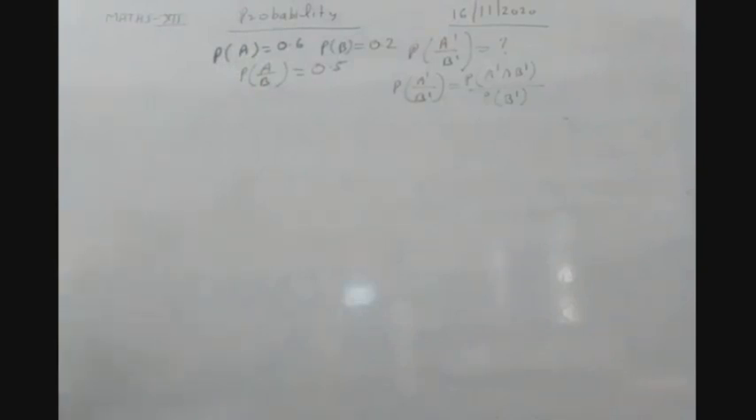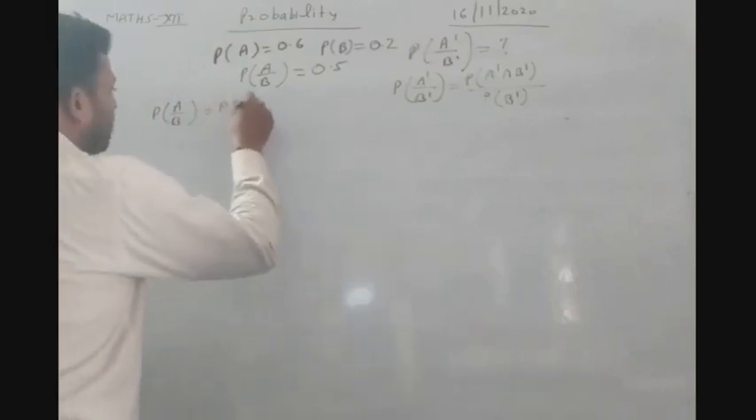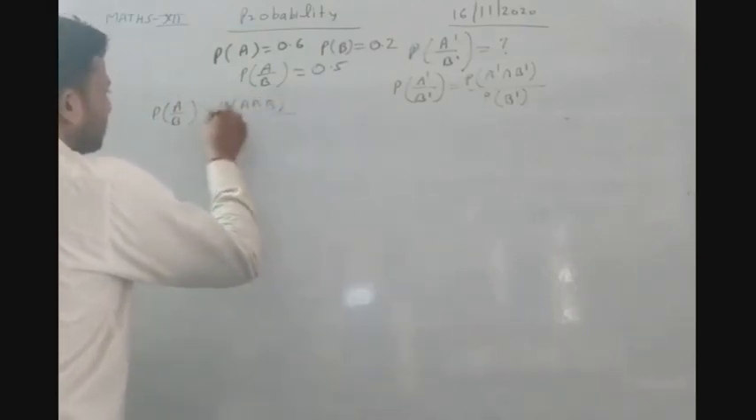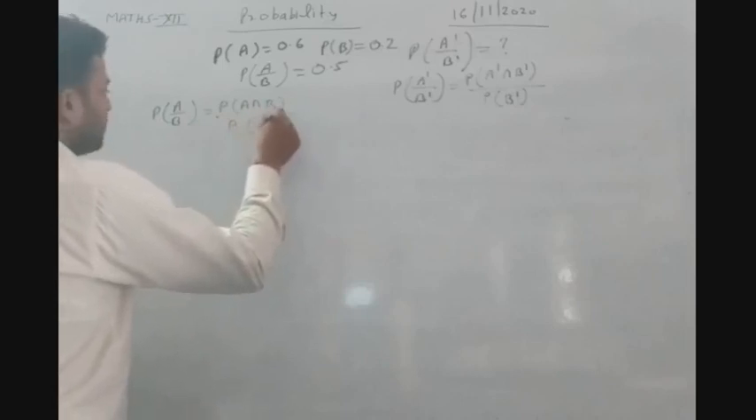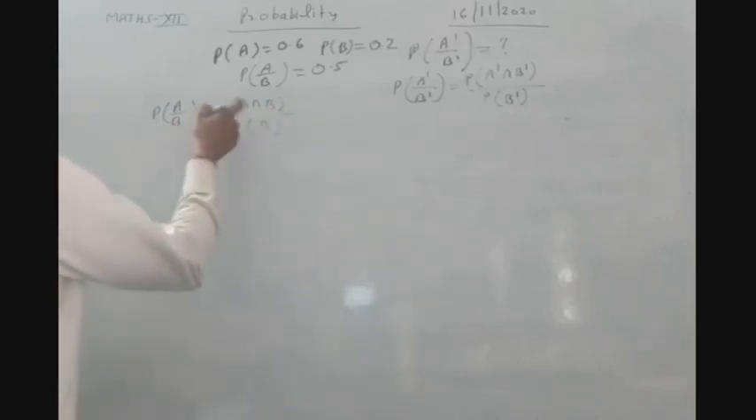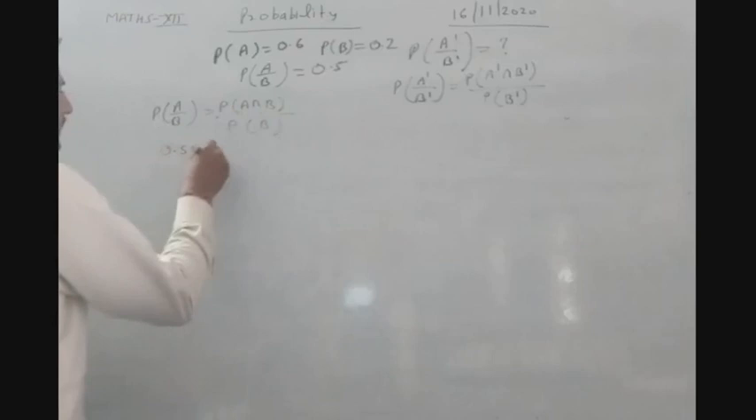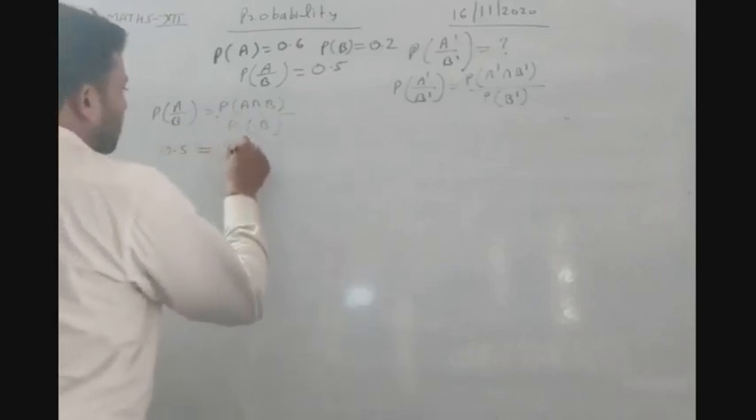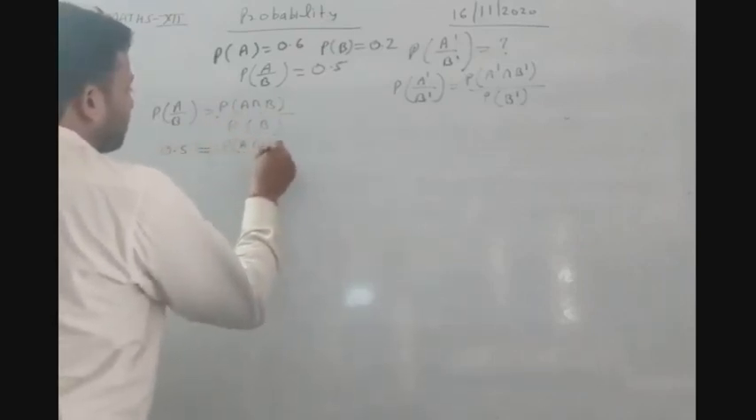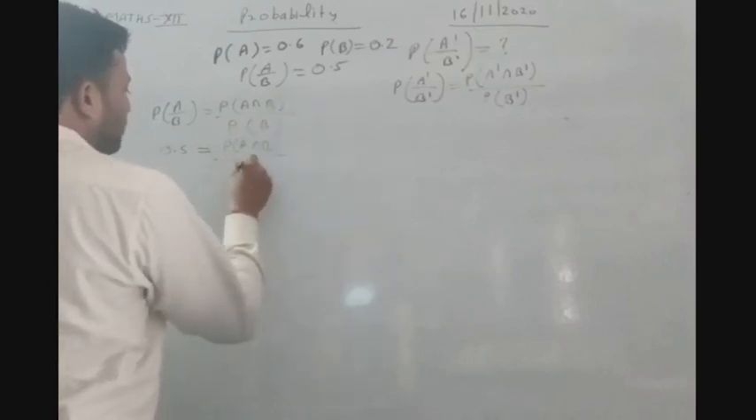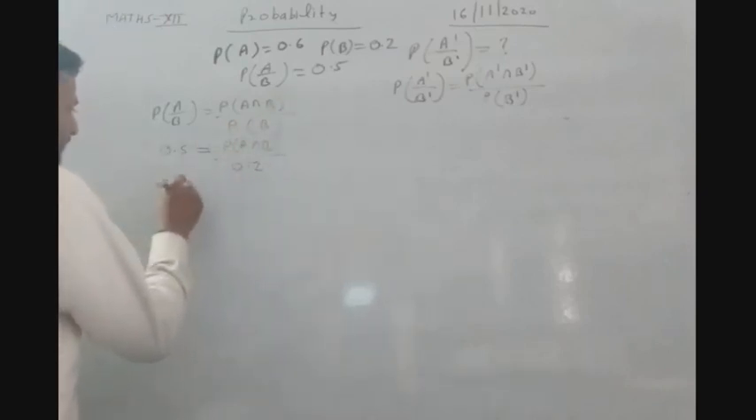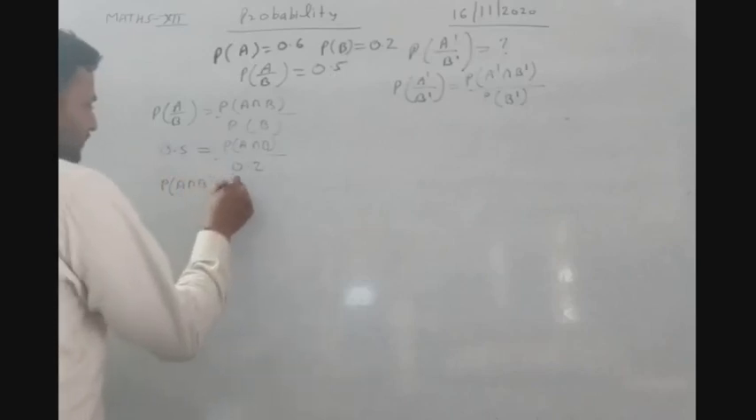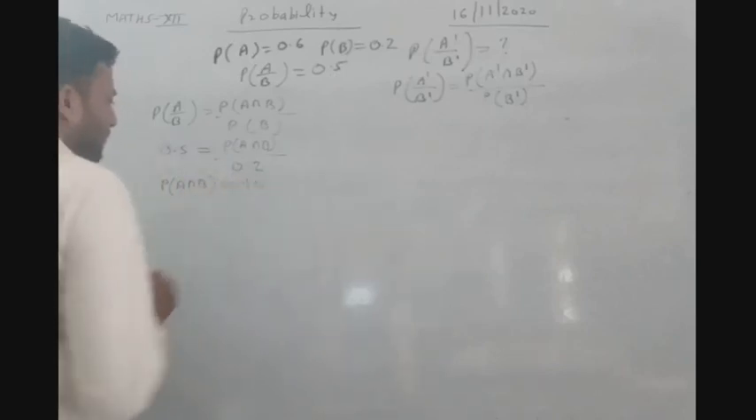So first we will find probability of A by B, which is equal to probability of A intersection B by probability of B. Probability of A by B is given as 0.5, which is probability of A intersection B divided by probability of B, which is 0.2. So probability of A intersection B is 0.10.